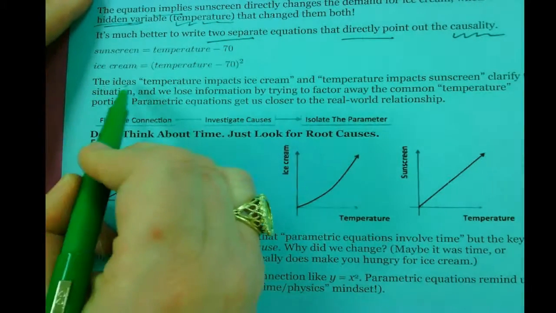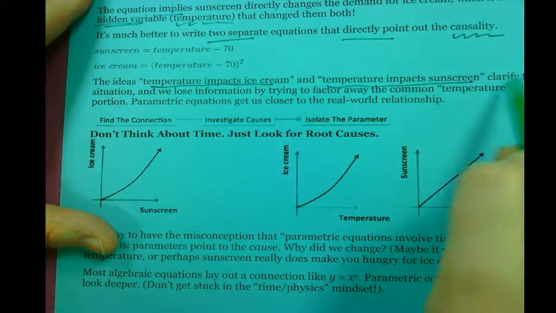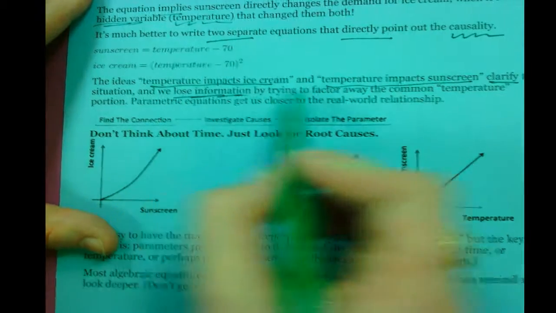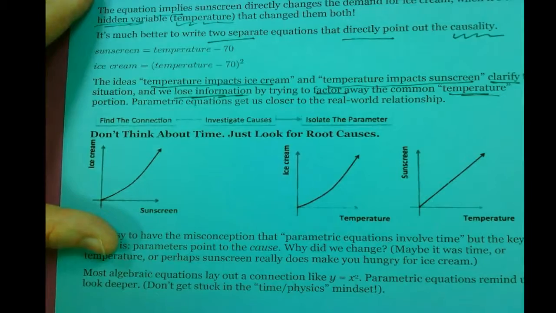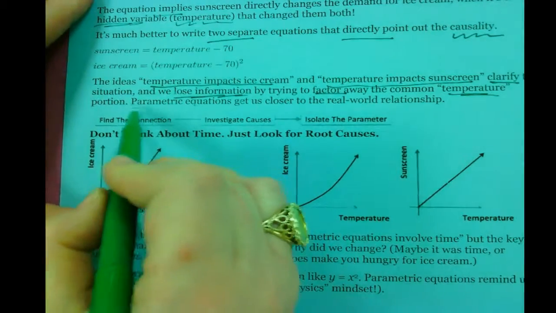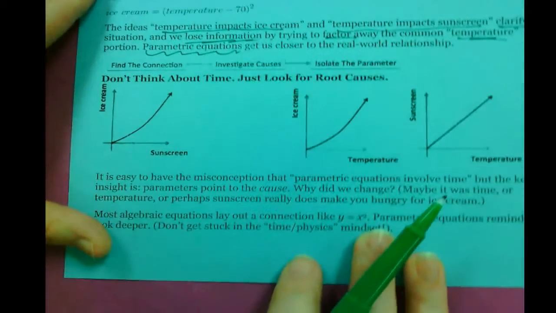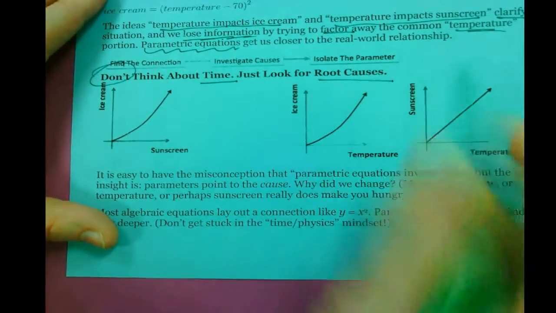So it says the ideas temperature impacts ice cream and temperature impacts sunscreen clarify the situation, and we lose information by trying to factor away the common temperature. So when we take temperature out of there and we just get that ice cream equals sunscreen squared, we're losing information and it doesn't really make a whole lot of sense. So parametric equations, this is what we're doing today, get us closer to the real world relationship. So it says, don't think about time, just look for root causes.